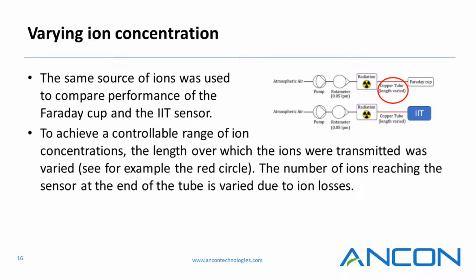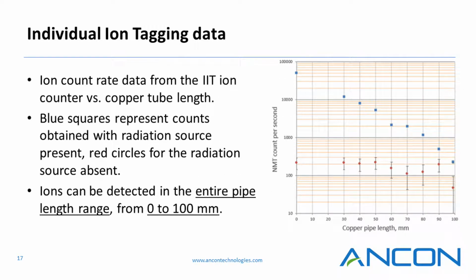To achieve a controllable range of ion concentrations, the length over which the ions were transmitted was varied, and the number of ions reaching the sensor at the end of the tube altered due to ion losses. This graph shows how the ion count rate data from the IIT ion counter compared dependent on the copper tube length.